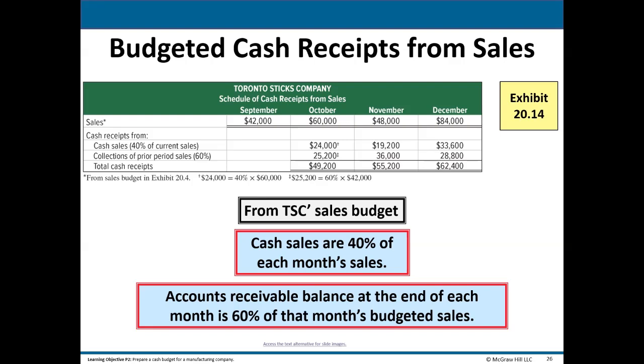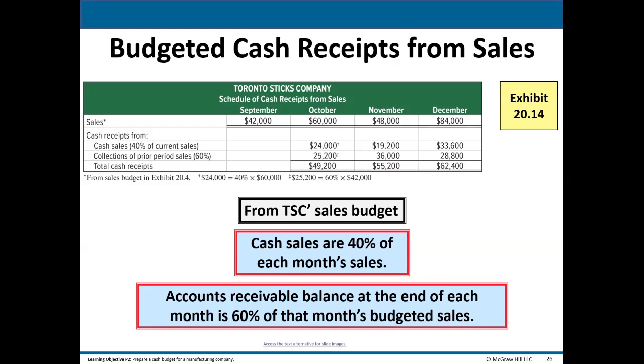So for example, in October, their budgeted cash receipts consist of $24,000 of October cash sales. So these are the sales that were made in October and they received cash for. So that's October sales, $60,000 times 40%.